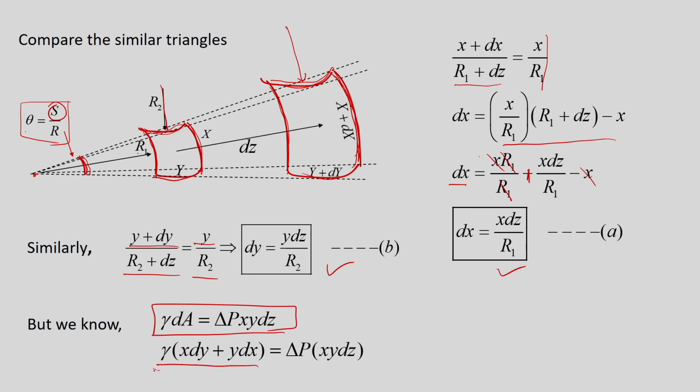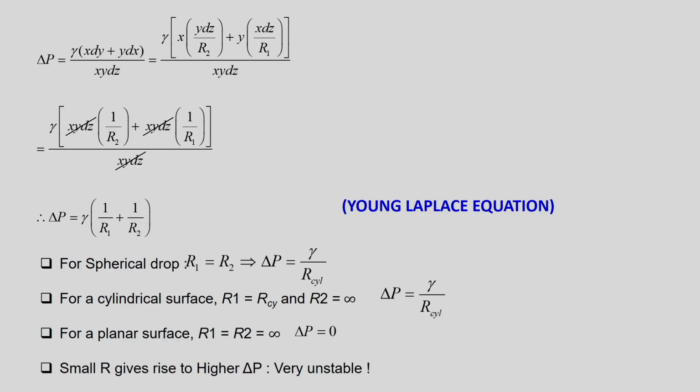Now, what you do, I have now equated this gamma dA into delta p x y dz. I have written dA as x dy plus y dx. Now, if I simplify this, you put dy and dx from the previous expression and do some simplification. So, x y dz is common from everywhere. So, what you have is ultimately delta p is equal to gamma times 1 by r1 plus 1 by r2. This is the Young-Laplace equation.